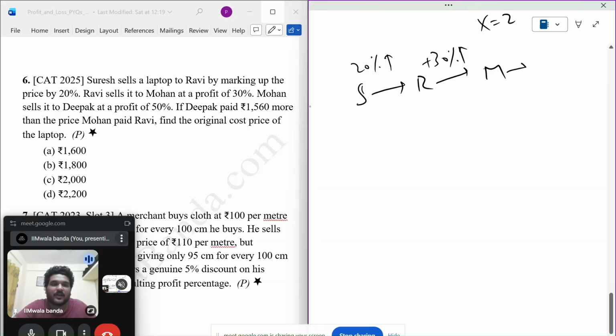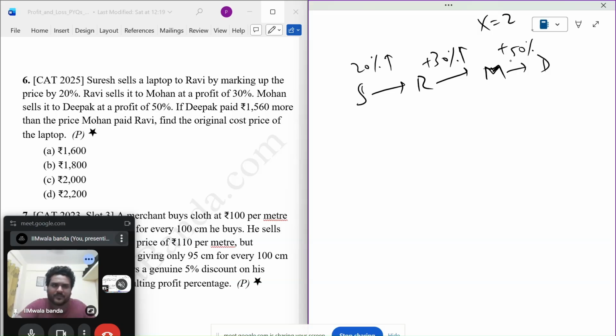Mohan sells it to Deepak. So this is where it gets complex, but still dissect it fully, then see whether you want to solve it or not. And always your pen should be working. If you've dissected it, great. If you're not able to dissect, then 100% move on. At 50% profit. Usually these are easy once you write down all the values.